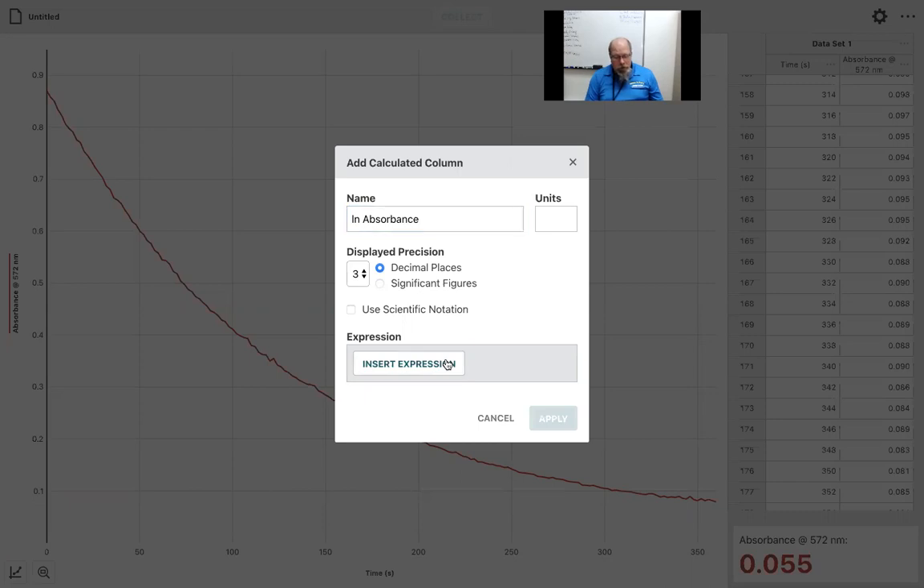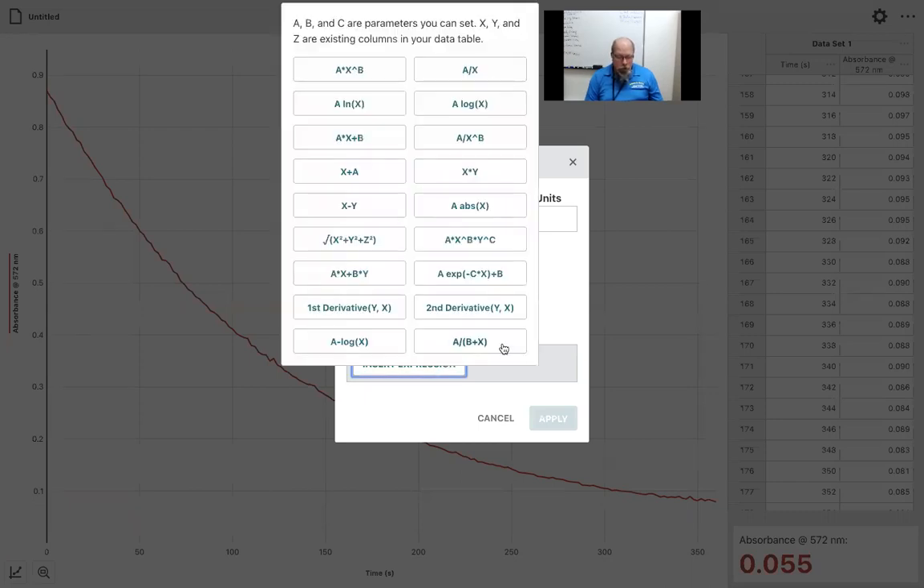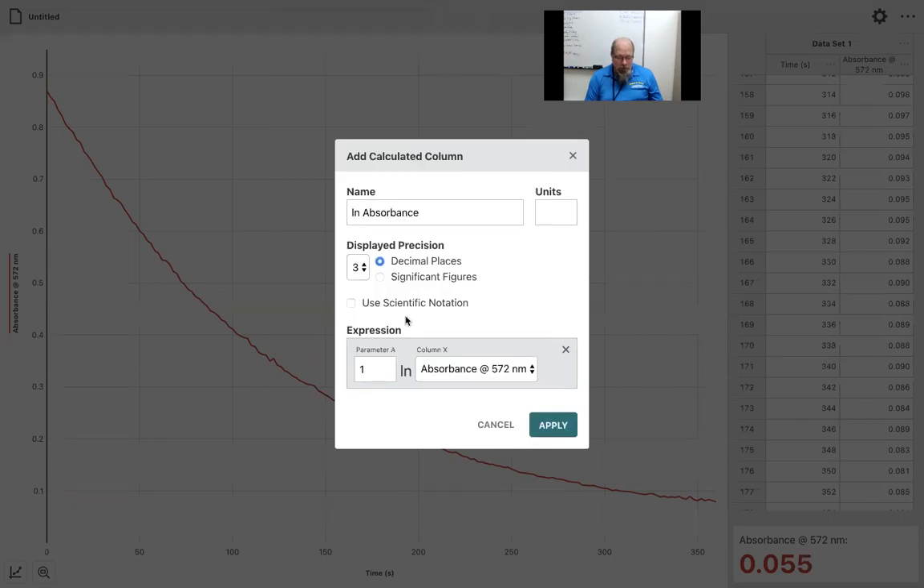So when you go to insert an expression, it will show you what some of your options are. I'm looking for one that's a natural log function. That would be this one right here: A times the natural log of X. A is just a proportionality constant. For now, just leave it as 1. You apply that, and it'll calculate that value. You can display that on the y-axis.